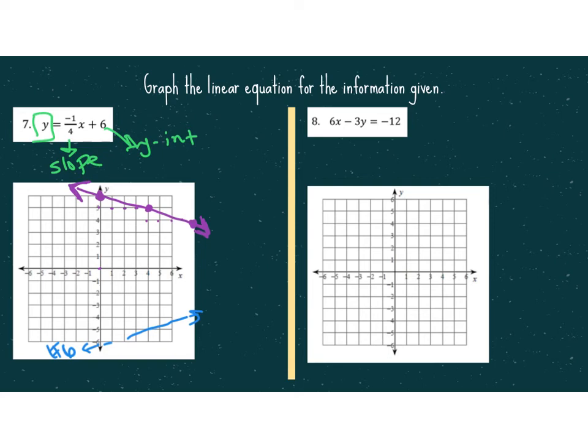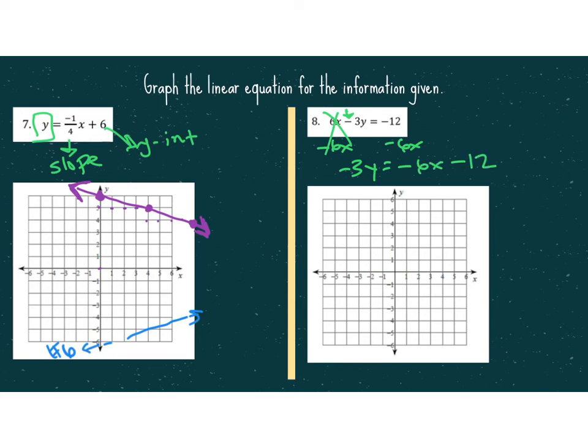I have 6x minus 3y is equal to -12. So this one's not in slope-intercept form, so let's take care of that first. That whole 6x term needs to move over. So that's going to go away. Don't lose that negative there. So you've got a -3y is equal to -6x minus 12.